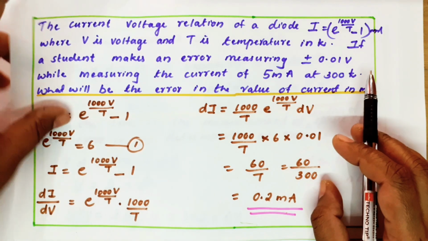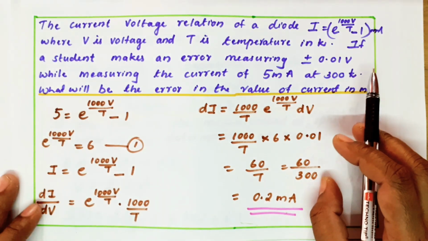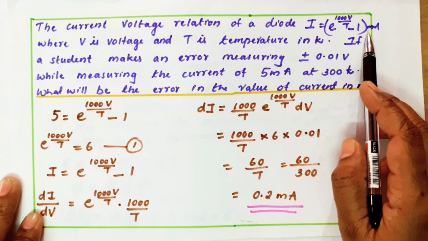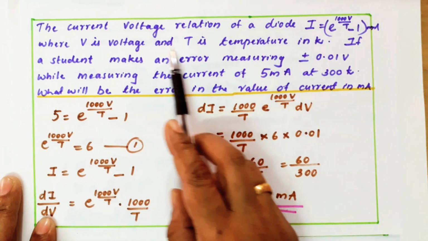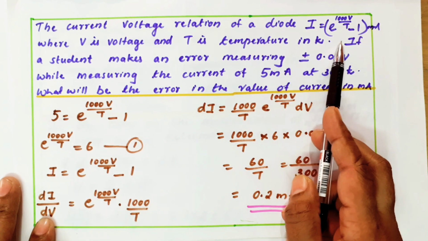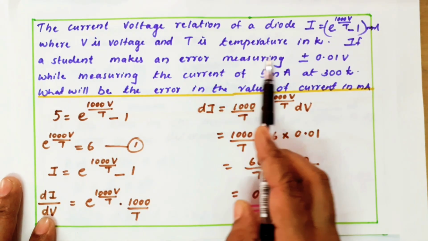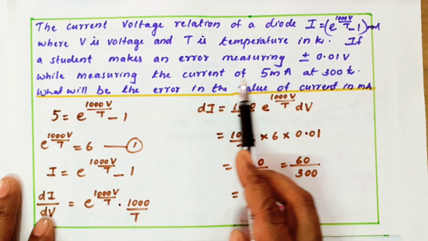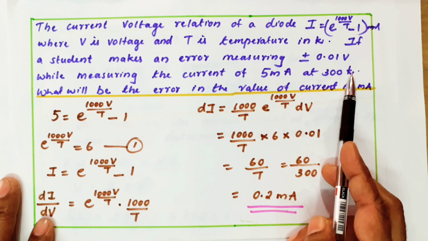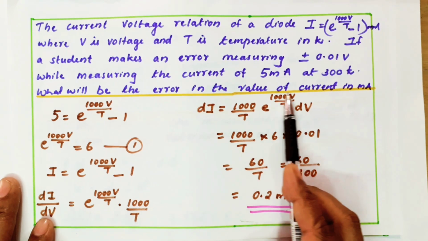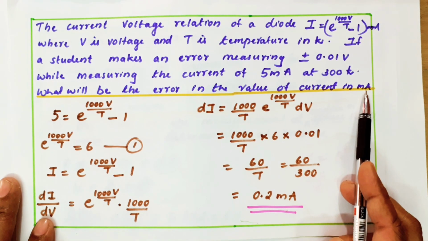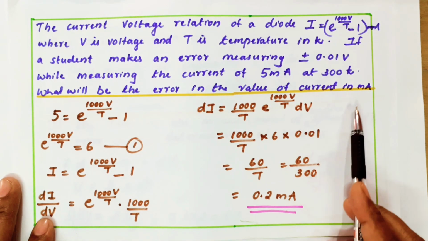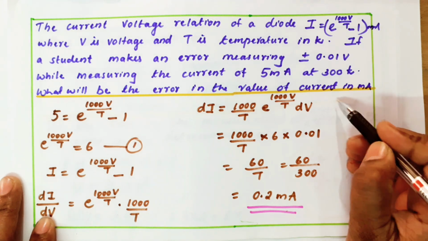The current-voltage relation of a diode is I equals e to the power of 1000 V by T minus 1 milliampere, where V is the voltage and T is the temperature in Kelvin. If the student makes an error of plus or minus 0.1 volt while measuring a current of 5 milliampere at 300 Kelvin, what will be the error in the value of current in milliampere?